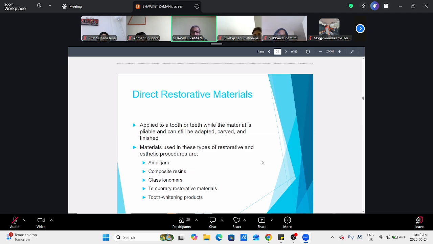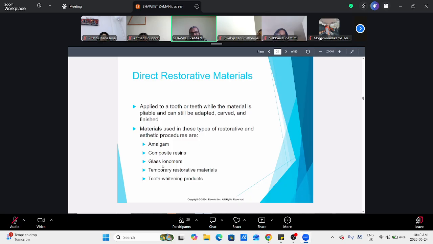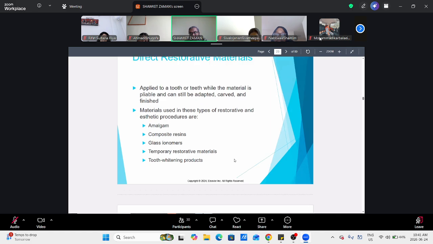The materials used for this type of restoration are amalgam, composite, glass ionomer, temporary restorative materials, and tooth whitening products. Tooth whitening products can be used for aesthetic purposes. Amalgam, composite, glass ionomer, and temporary restorative materials, which we call IRM, intermediate restorative materials, are all direct restorative materials. On the other hand, ceramics like zirconia, porcelain, and gold alloys are considered indirect restorative materials.